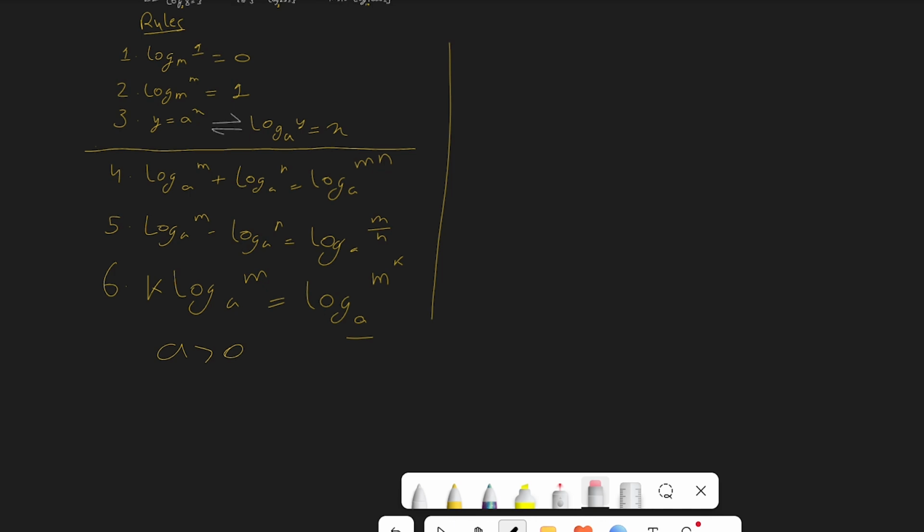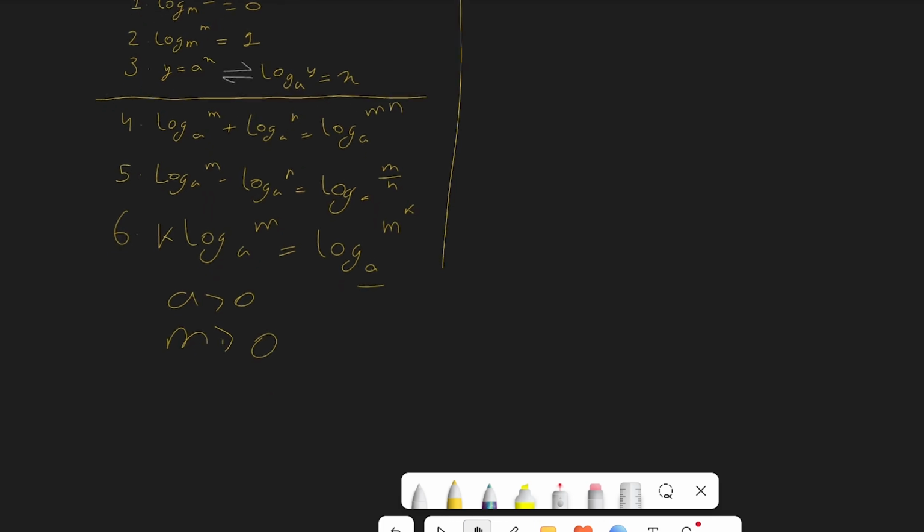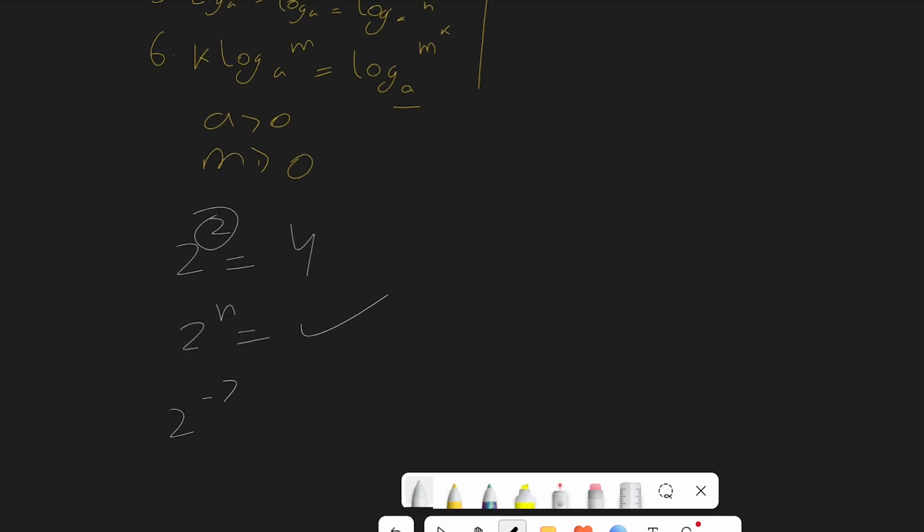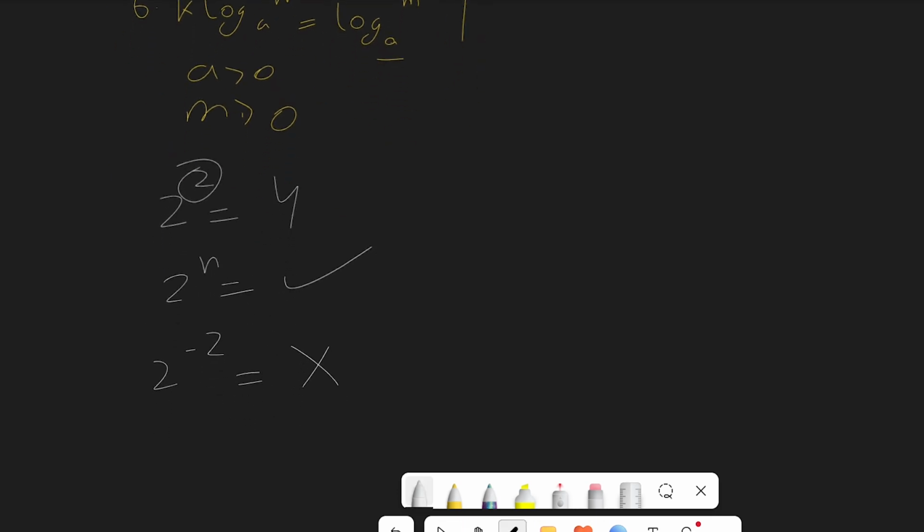And also log is defined for positive exponents. For example, if we have 2 power 2, then we have 4, right? If we represent it as 2 power n, then log is defined. But if we have 2 power minus 2, then log is not defined. So this means that n should also be greater than 0. Okay, so these are basic rules of log.